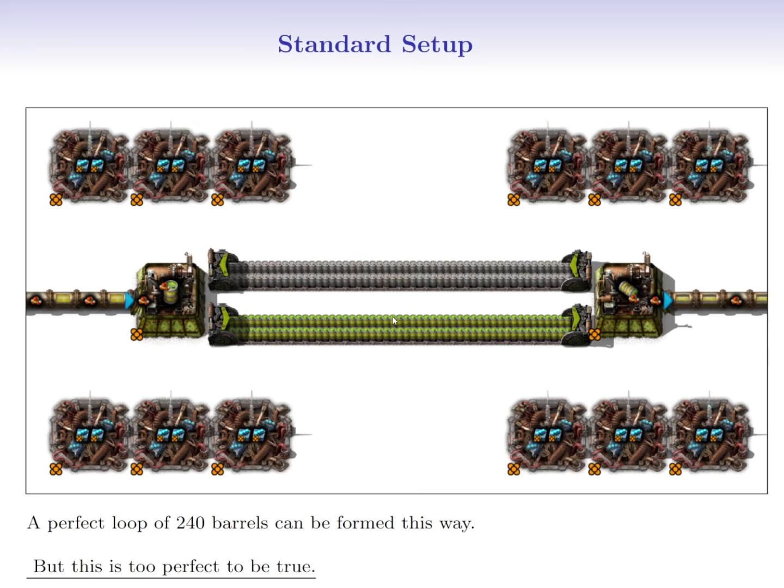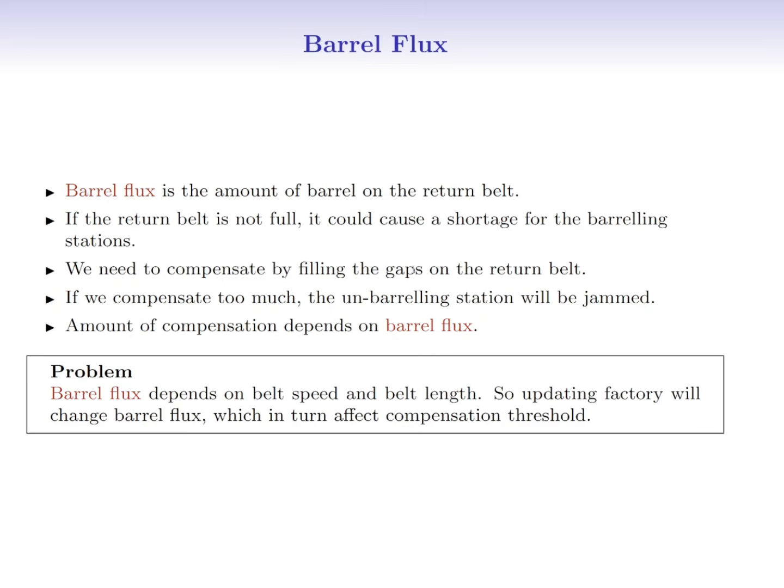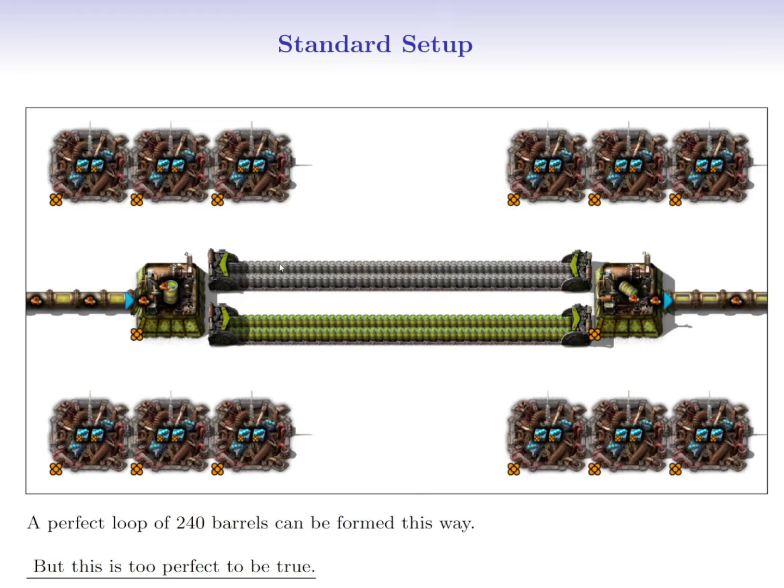It's a really nice looking loop, but in practice you're going to have more machines, and you're probably unloading with inserters instead of loaders. So here comes the problem. It's called the barrel flux, named by Bigfoot, not by me. The barrel flux is the amount of barrels on the return belt, okay? By definition. So it's given by the amount of barrels up here.